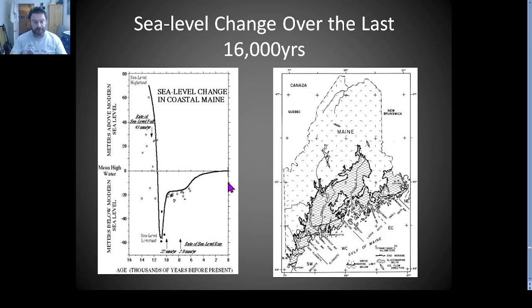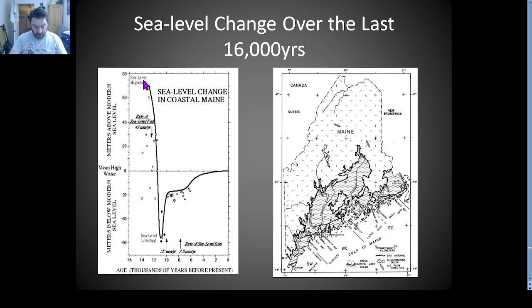pause button. Anyway, just to recap, when the ice disappeared, the state, the whole east, the area under ice, was pushed way down. So sea level immediately flooded in, because you had water coming from the glaciers melting and being poured into the ocean, combined with the fact that the state was pushed down a mile because of the weight of the ice.